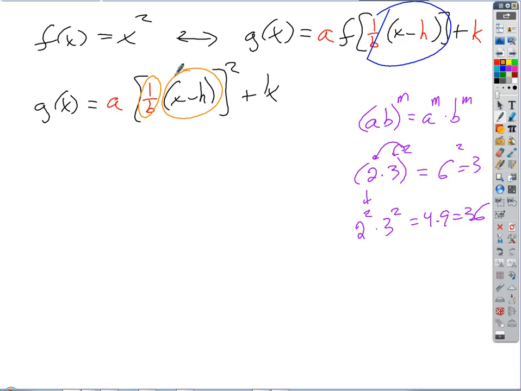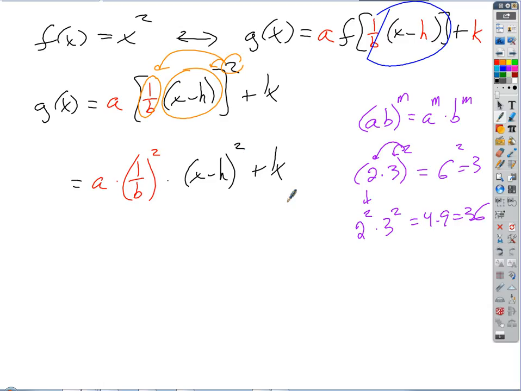So if I'm going to square that product, we could use that same property, couldn't we? We could take this exponent 2 and just distribute it to both of those things separately. Everybody see that? Okay, so then we end up getting, what's that give us? So we're going to get a times 1 over b squared, right, times x minus h squared plus k.